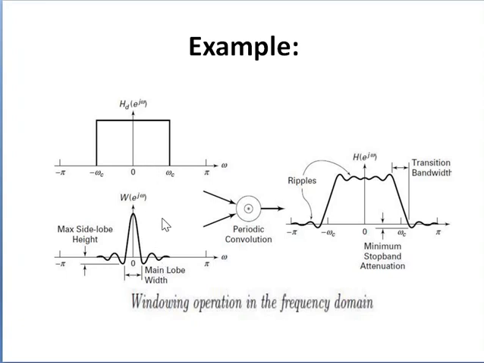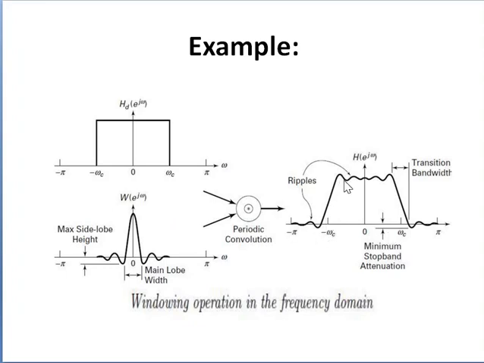Multiplication in the time domain yields the convolution between those frequency responses. Of course, from the frequency convolution property, we can understand this. That means HD of n into W of n yields the convolution of the frequency responses of the individual sequences. Now HD of e power j omega is this one. Suppose I take any window function like this, that is W of e power j omega. If I convolve these two, I can get this type of characteristic.